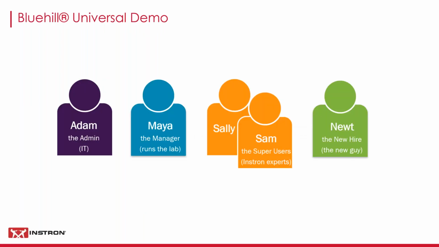So now that we've covered the 5 components of traceability on a high level, I'd like to run through a demonstration with 5 characters here. So here we have Adam. He's the administrator, so he's like the IT guy. Maya is the manager, so she runs the lab. Sally and Sam, they're super users, so they're really the Instron experts. They're using the Instron system day in and day out. And then there's Newt. Newt is the new guy. He's the new hire. He doesn't have a lot of experience with the system right now, but hoping that he'll be a super user someday, but he's brand new.